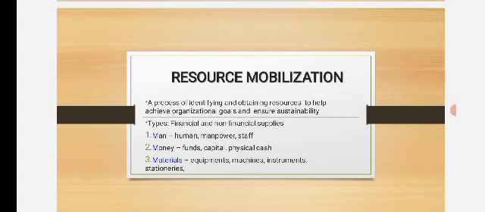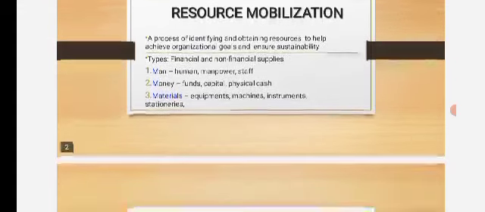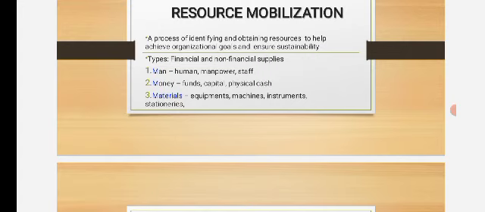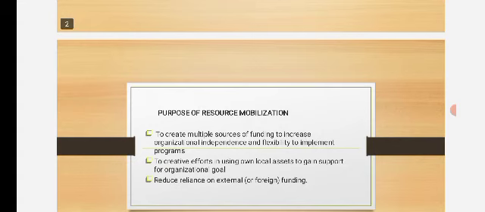One, we have man, which is human, manpower and staff. Number two, we have money, that is funds, capital and physical cash. Number three, we have materials, that is equipment, machines, instruments and stationaries.